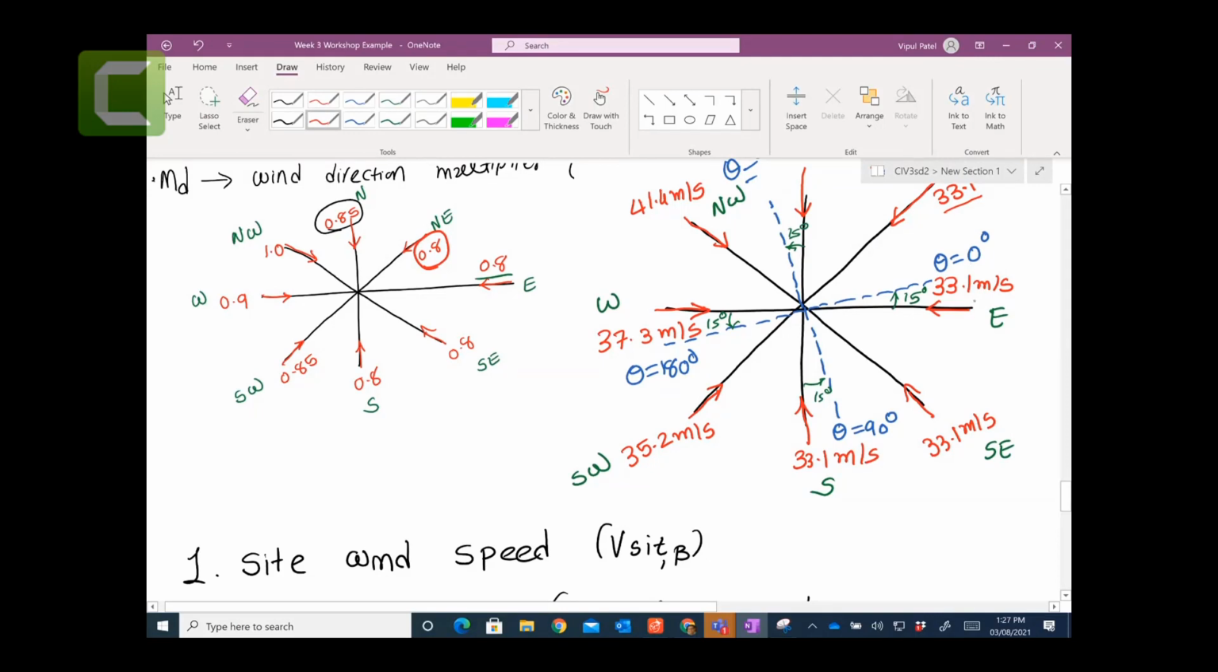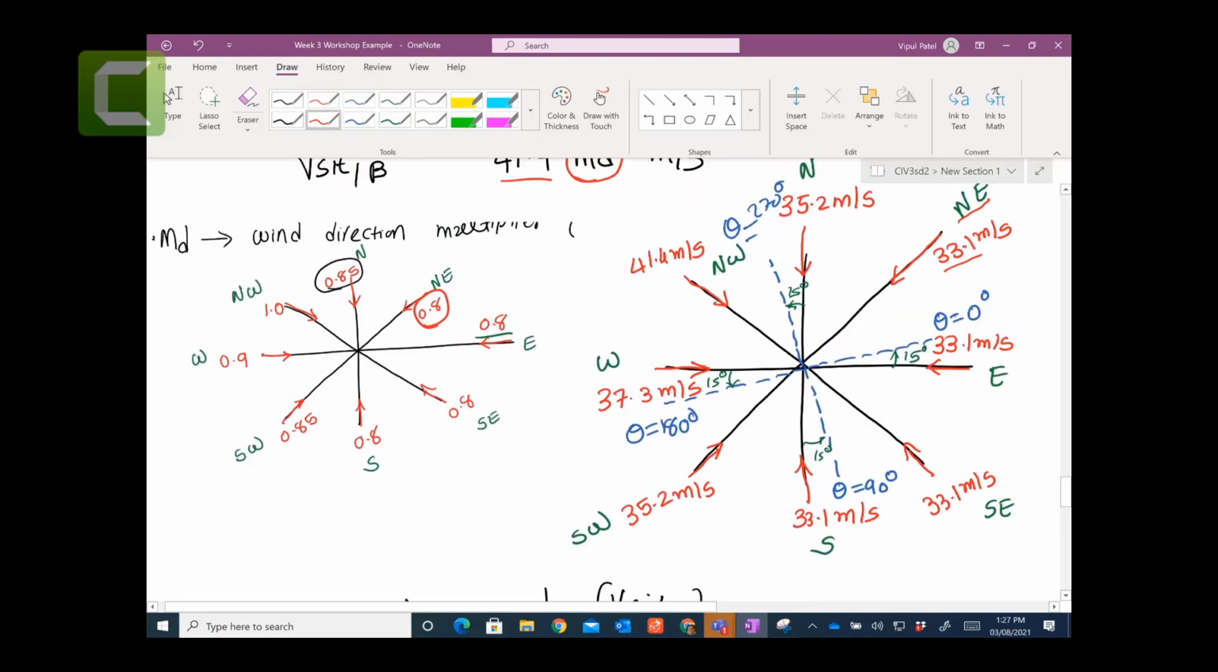Now look at this arrow going anti-clockwise. Theta equal to 0 falls between east and northeast. Everyone agree? The blue line is sitting between east and northeast, measuring 15 degrees from the east. I repeat again. Theta equal to 0 line, which is the blue dotted line, is sitting between east and northeast with 15 degrees from the east. If you want to write it down, write it down.